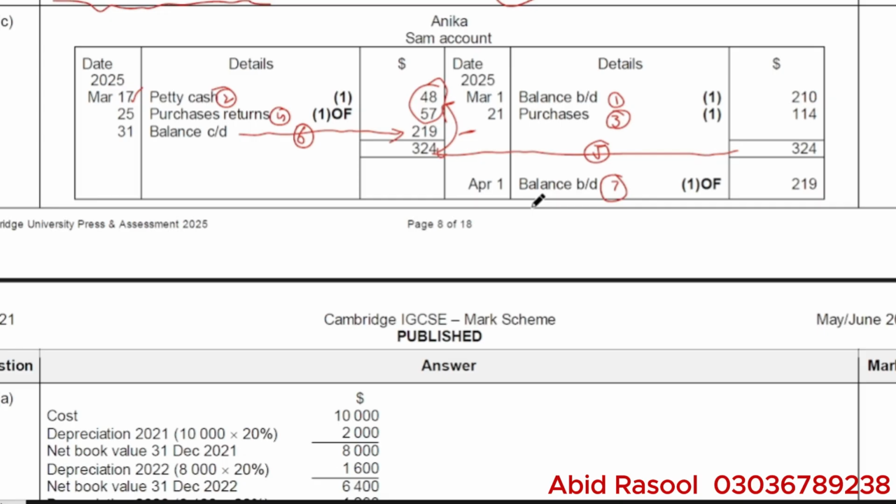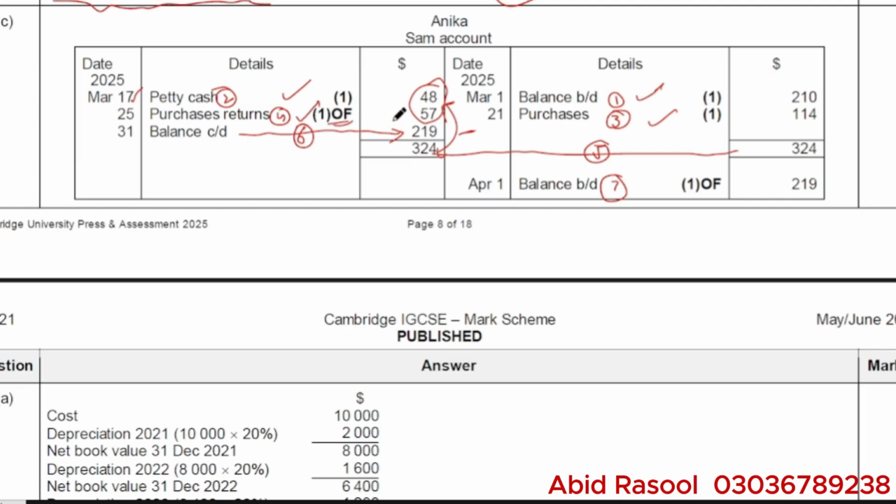Now students, you are clear about making the account of a supplier, a liability account, how these transactions are put into the account, on which sides they go, and how to balance off the account. Now we see the marks division of Sam's account. 1 mark for balance BD, 1 mark for writing purchases, 1 mark for petty cash book, and 1 mark for a purchase return of own figure.